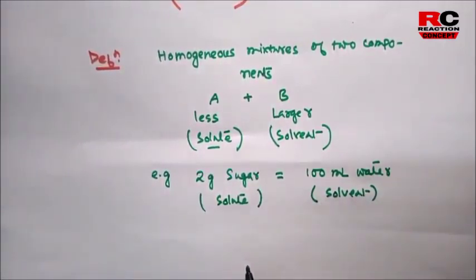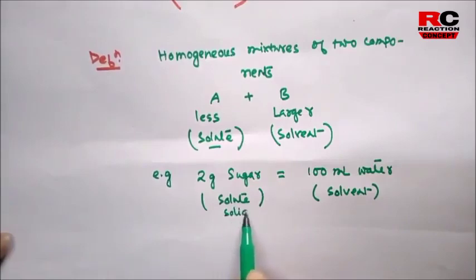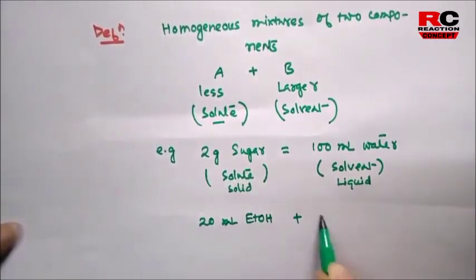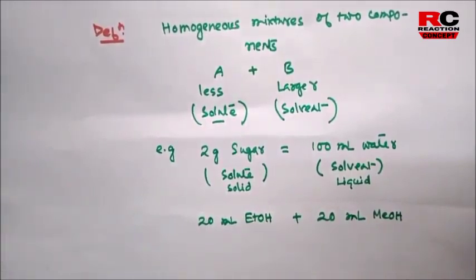But there are some exceptions also. In this case the solute is present in solid state and the solvent in liquid state, so it is very easy to distinguish the solvent and solute. But in case of a solution like this, where 20 ml of ethanol and 20 ml of methanol are mixed, which one will be the solute and which one will be the solvent?